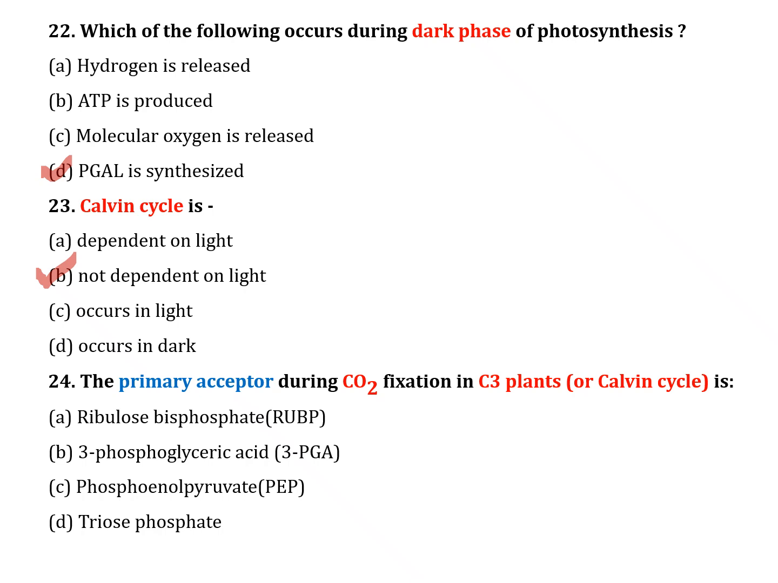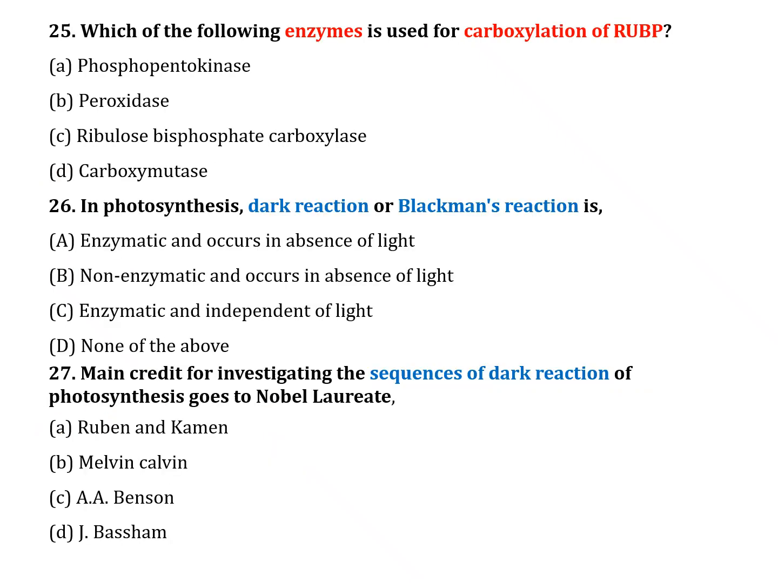The next question, number 24. The primary receptor during carbon dioxide fixation in C3 plants is option A, ribulose bisphosphate, option B, 3-phosphoglyceric acid, option C, phosphoenol pyruvate, option D, triose phosphate. The correct answer is option A, ribulose bisphosphate. It is a most important MCQ.